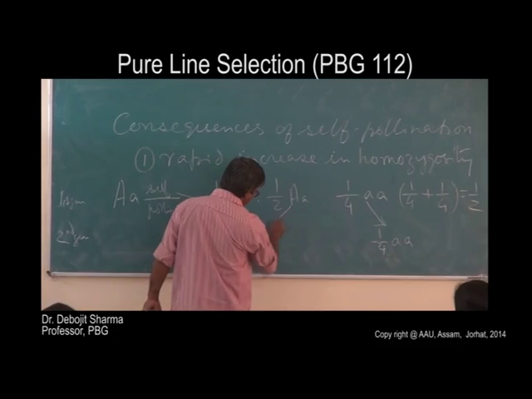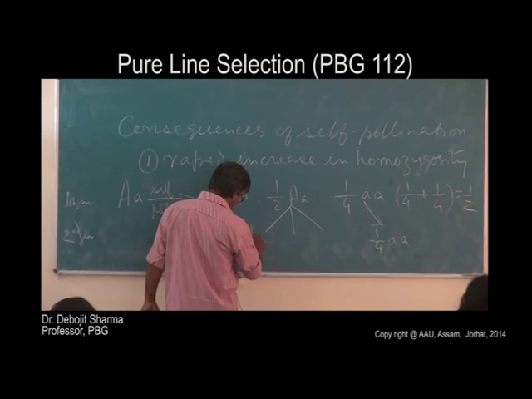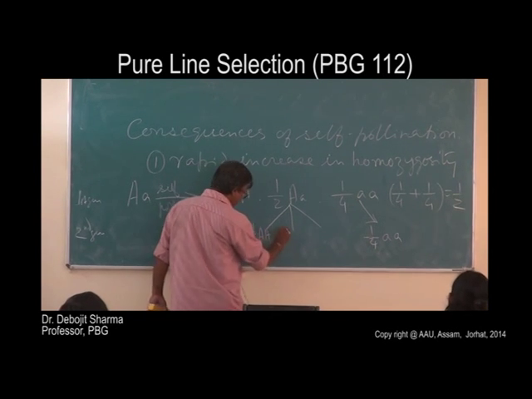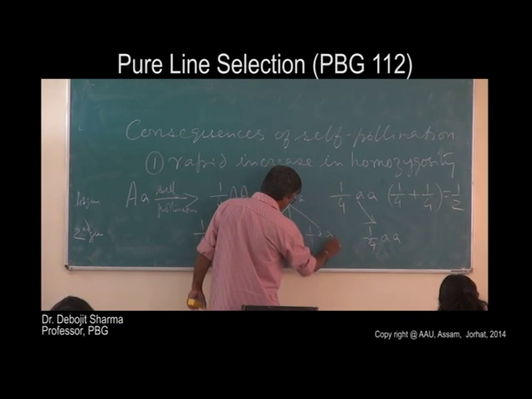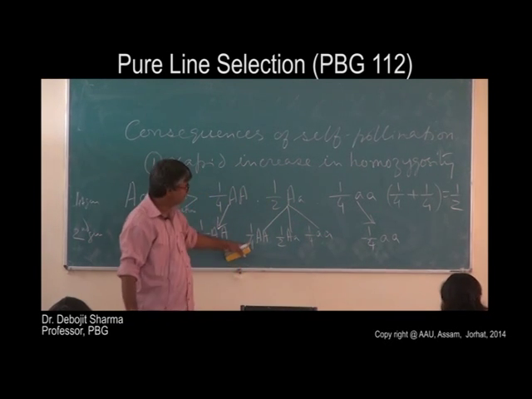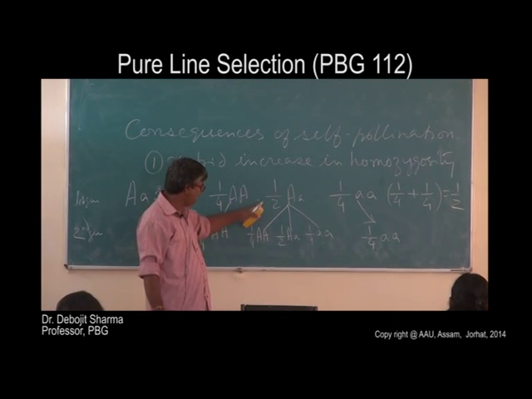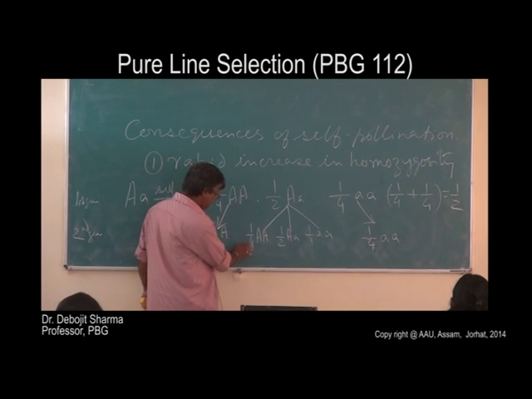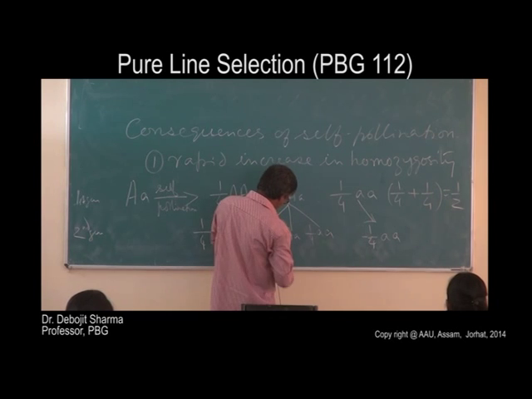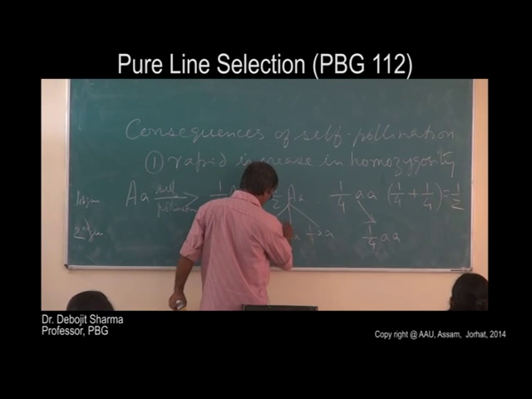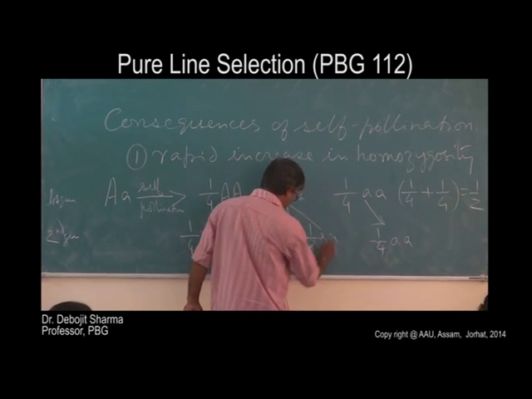Then this will only segregate. This will again be 1/4 capital A capital A, half capital A small a, and 1/4 small a small a. So this 1/4, actually, is from half. These are proportions, so you have to multiply by your half. Half into 1/4 will be 1/8. Half into half will be 1/4, and 1/4 into half will be 1/8.